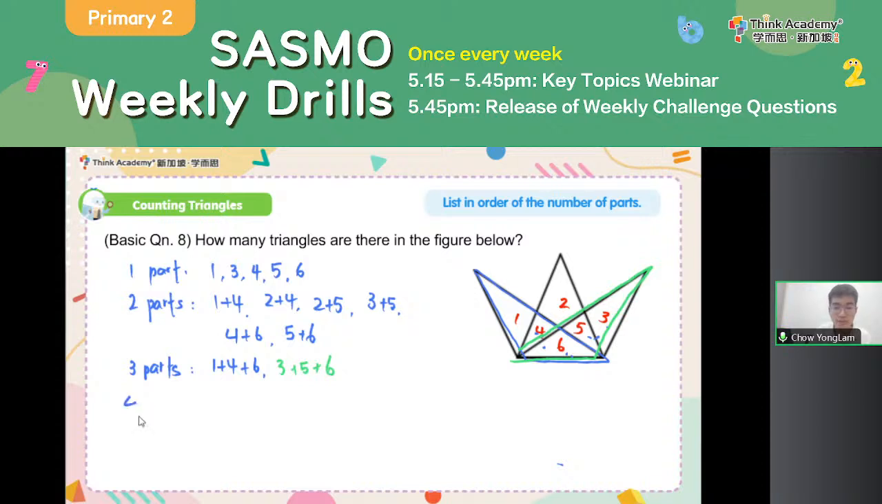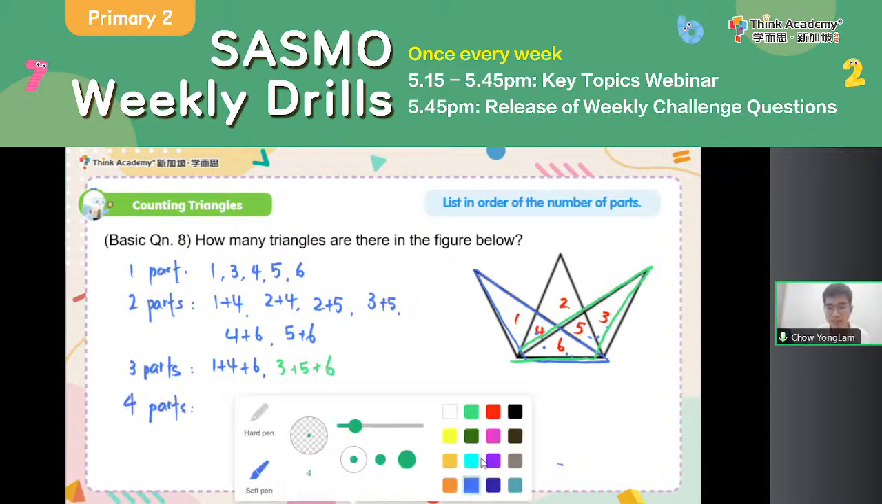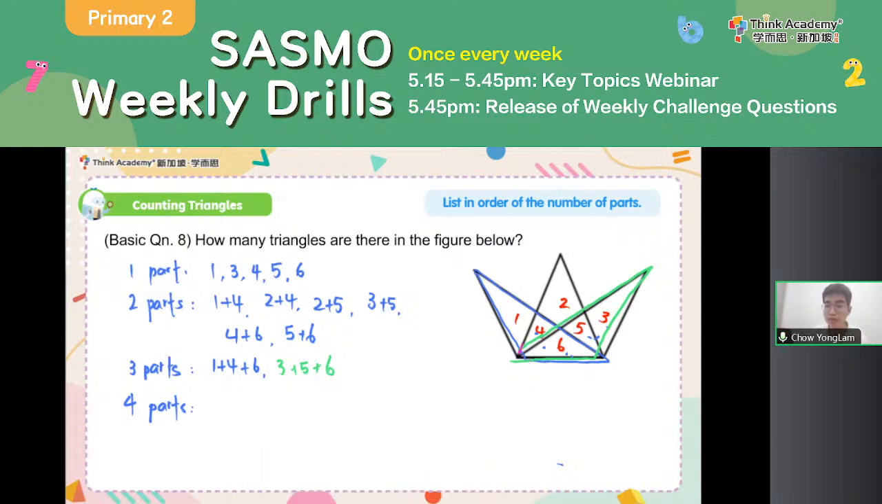Let's not. Okay, 4 parts. Which triangle can I form using 4 parts? Now, if you notice, this is almost the same as before. It's just this triangle over here. 2, 4, 5, 6. Right, 2 plus 4 plus 5 plus 6. And there's no more. There's only 1.